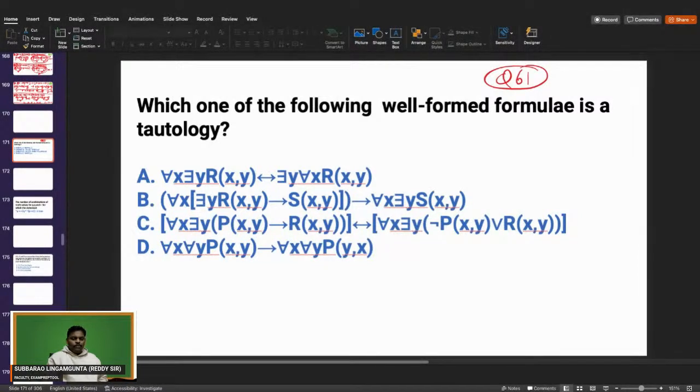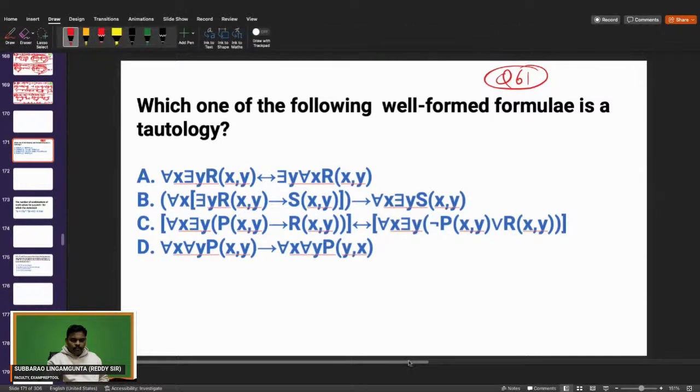What is the answer of this problem? Ashutosh, Srishti, what is the answer of this problem? If you observe clearly, for all there exists, there exists for all. From this side it is not possible, right? From this side it is not possible.